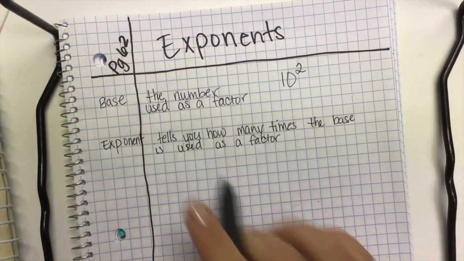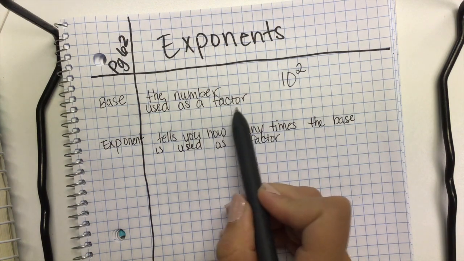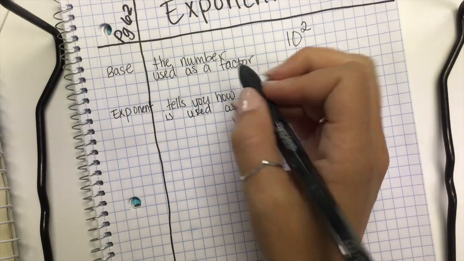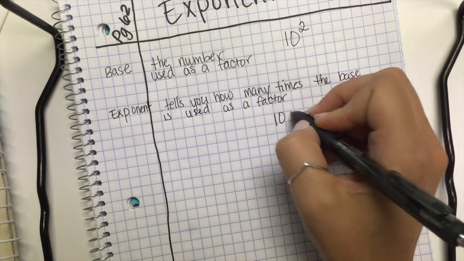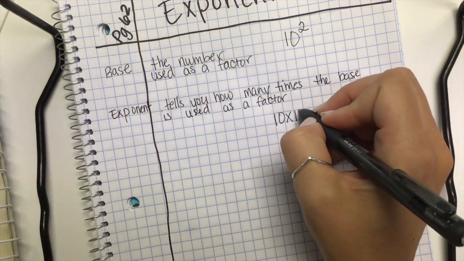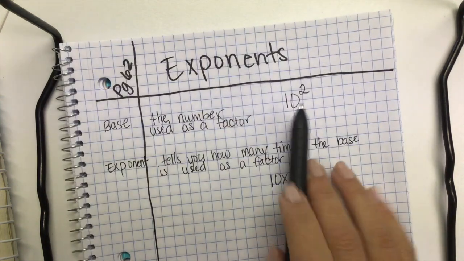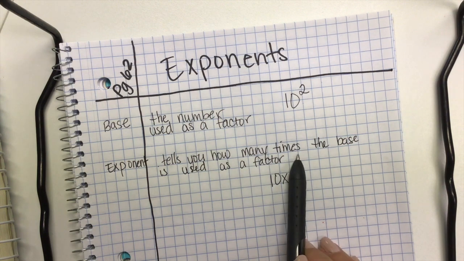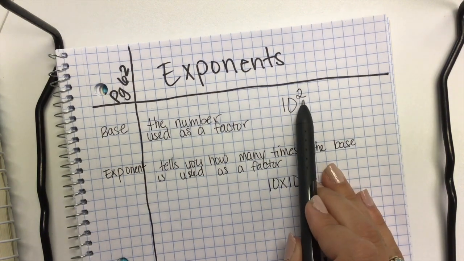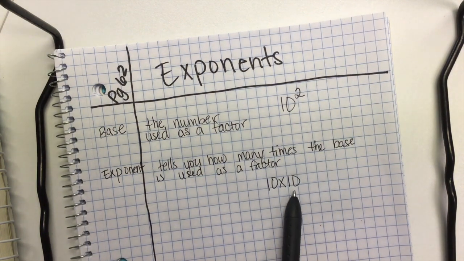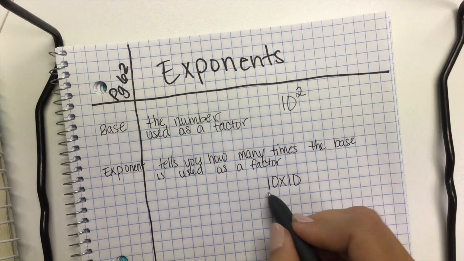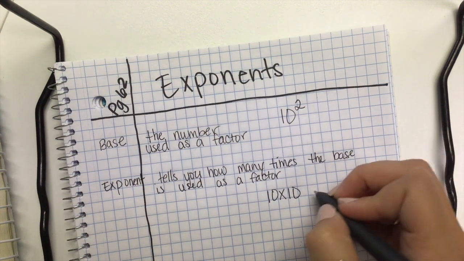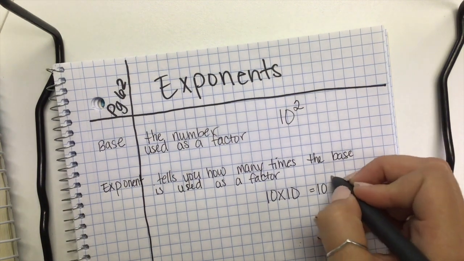So what does it mean using it as a factor? Well, that means we're probably going to be multiplying, right? So 10 squared is the same as 10 times 10. So we're using the base, and this exponent tells us how many times we're using the base. Well, our exponent is 2, so we're only multiplying it by each other twice. So 2 factors means exponent 2. So 10 times 10 is the same as 10 to the second power.